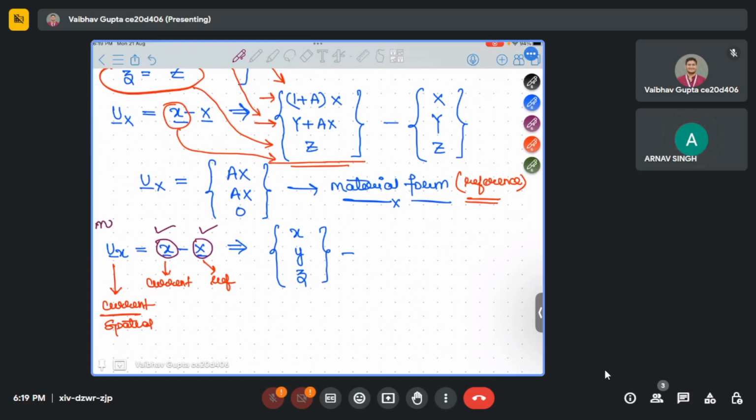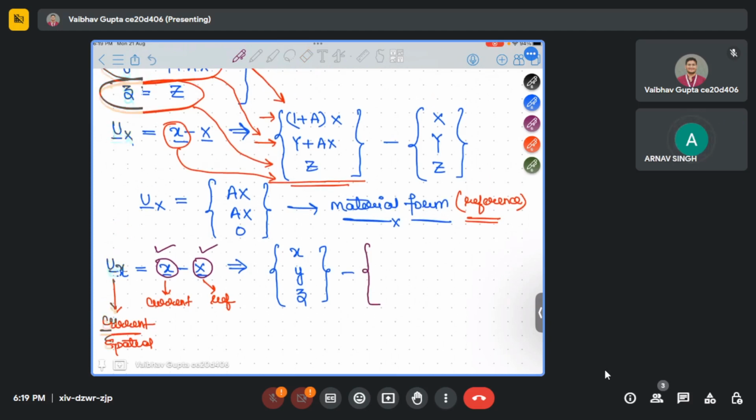U is your mango, so current is also mango, and this is orange. Can you subtract mango with orange? You have to first convert the orange into mango. So what will you convert here? Capital X to reference, so reference to current.